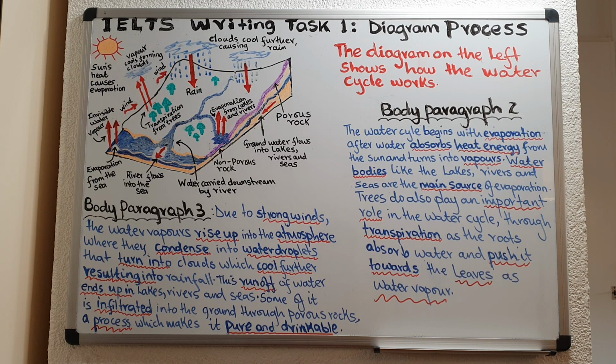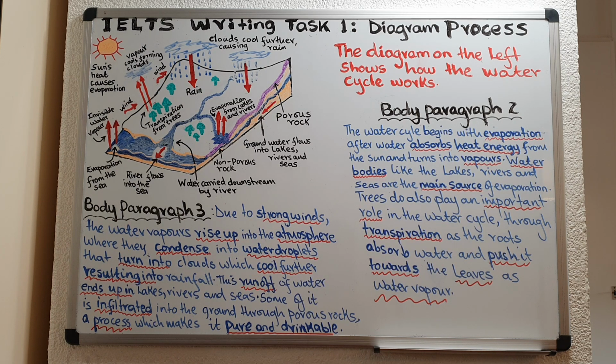So we have 2 steps there. Evaporation. No, we actually have 3 steps. We have the sun heating the water, okay? And then as a result of that, evaporation takes place. And after that, we have water vapors. And then once you have written that, that is our topic sentence. The water cycle begins with evaporation after water absorbs heat energy from the sun and turns into vapors.